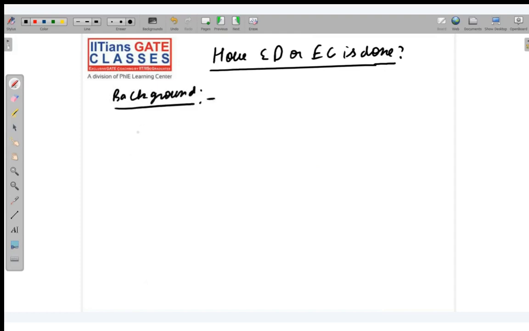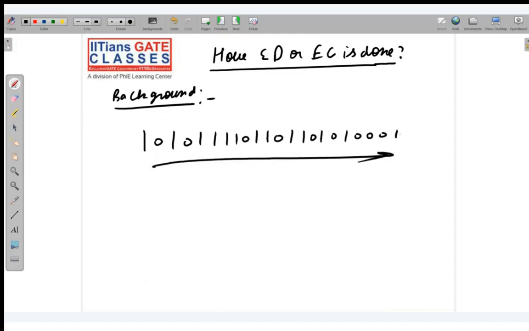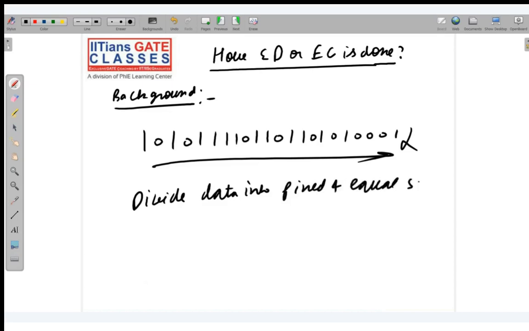First of all, we will make some background and then we will start our class. So what is the background? From the sender, large amounts of data are being sent, and the data looks like binary data. If the sender wants to send data, it will not send this data as it is. It will first divide the data into fixed and equal size parts.